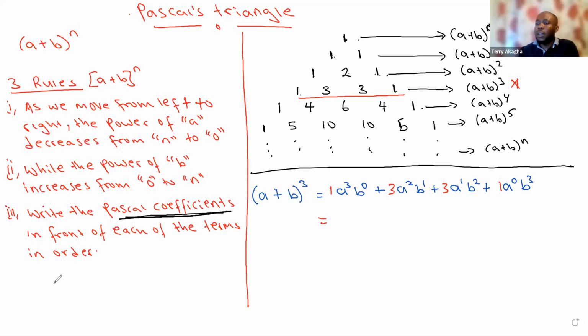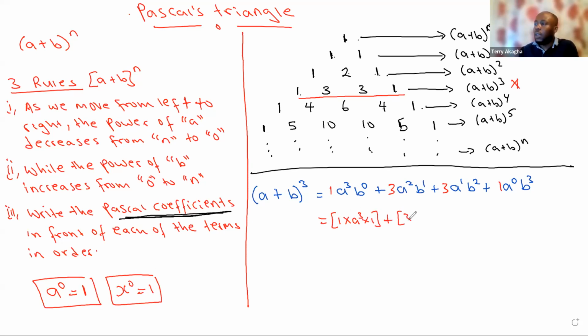Because remember, in indices, you are told that anything raised to the power 0 is equal to 1. Do you remember that? So anything x raised to the power 0 is equal to 1. That means it's going to be 1 times A raised to the power 3 times 1 plus the next one is going to be 3. Let me use another color so you understand what I'm saying.